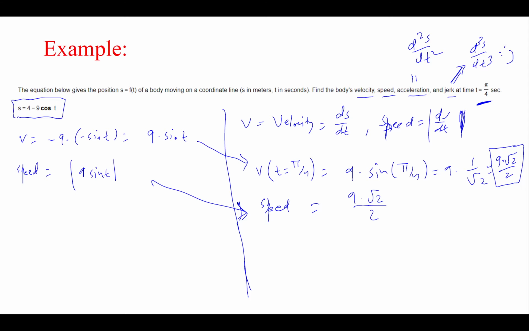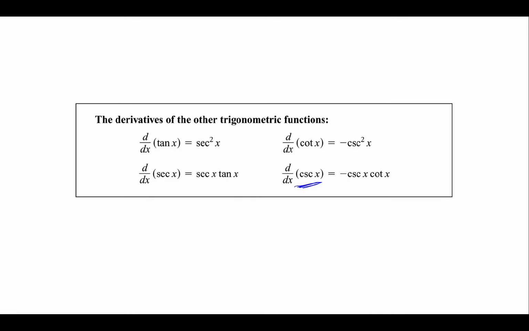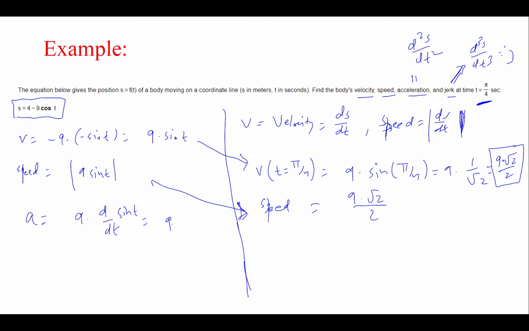After that, we have to find the acceleration, which is the derivative of this, which is 9 times the derivative of the sine function. And as we know, the derivative of the sine function is the cosine function, so this is just 9 times cosine t. So if we want to find out acceleration when time is pi over 4, we need to just find 9 times cosine pi over 4, which is basically the same thing because sine pi over 4 and cosine pi over 4 have the same value.